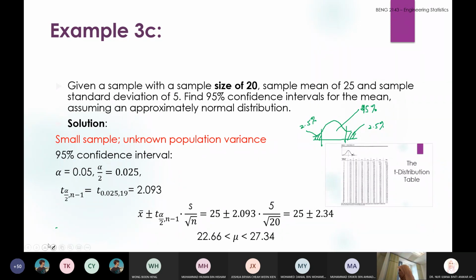Okay, that's the T distribution table. This is what we learned last week. What are the values that we should refer to? Which column, which row do we need to refer to?